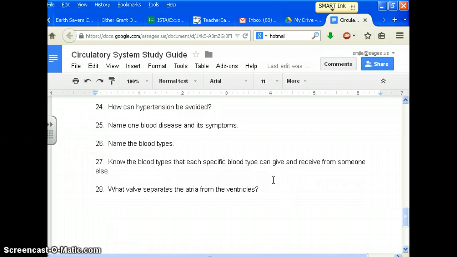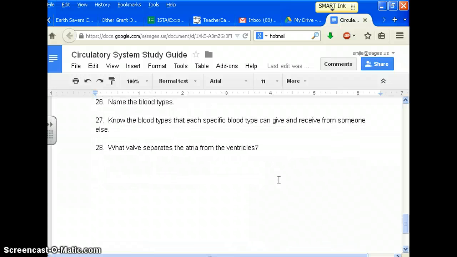For the blood types, make sure that you know O positive and negative, B positive or negative, AB positive or negative, and O positive or negative. The best way to study which blood type can donate to another blood type is to practice that game that we played that was from the Red Cross. And finally, the valve that separates the atria from the ventricles is called the atrioventricular valve.